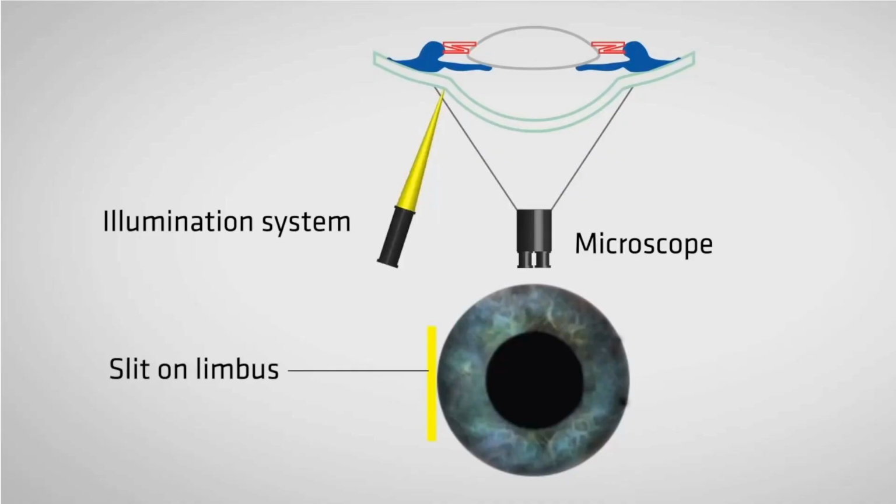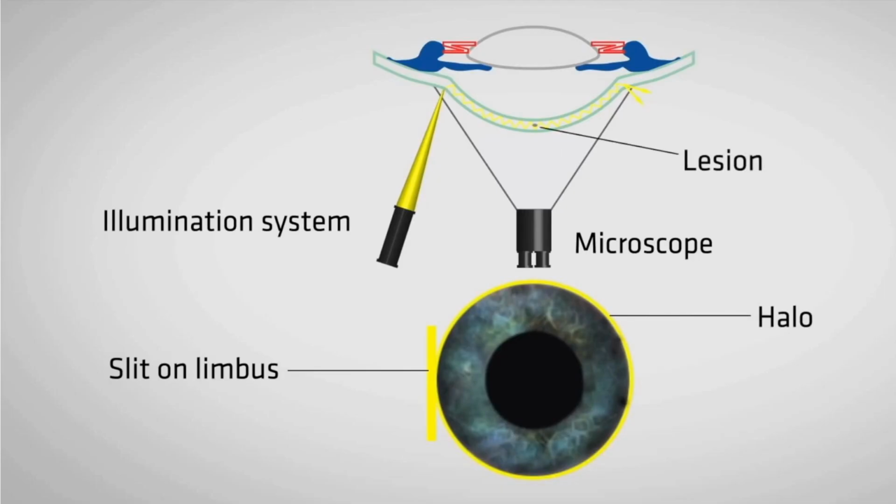So how does it develop and why does it develop? Here the illumination system is on one side, microscope on the other side. The slit on the limbus creates an optical section through which the light beam goes and causes total internal reflection within the cornea. If you see this yellow line, it represents that. Any lesion on the cornea we can see.